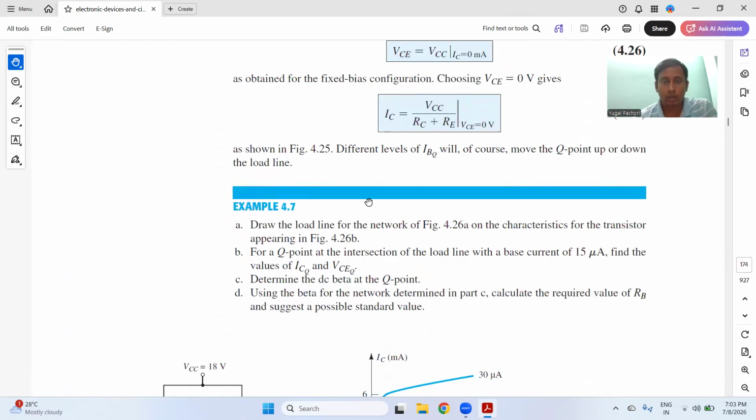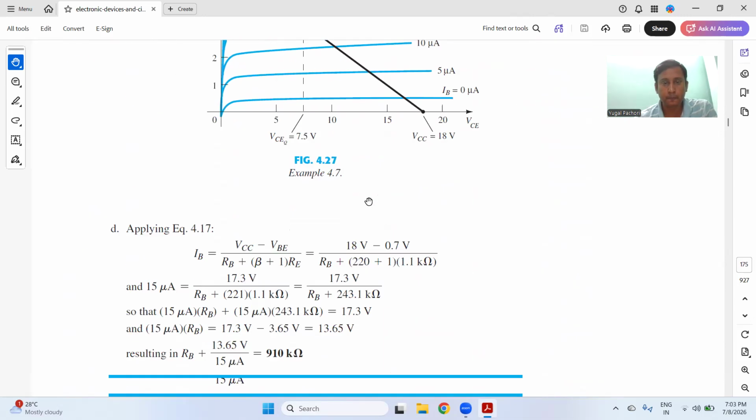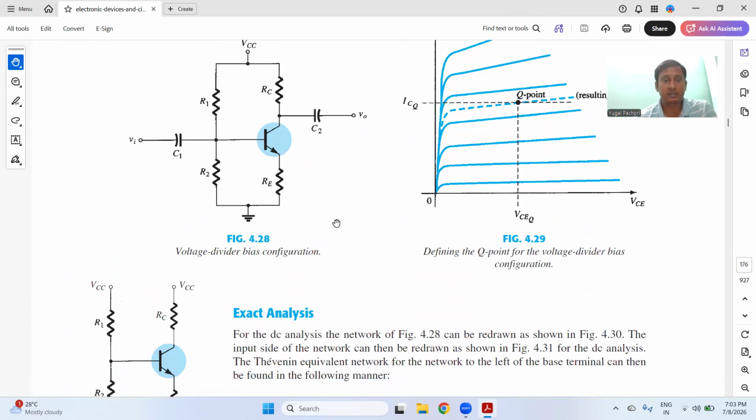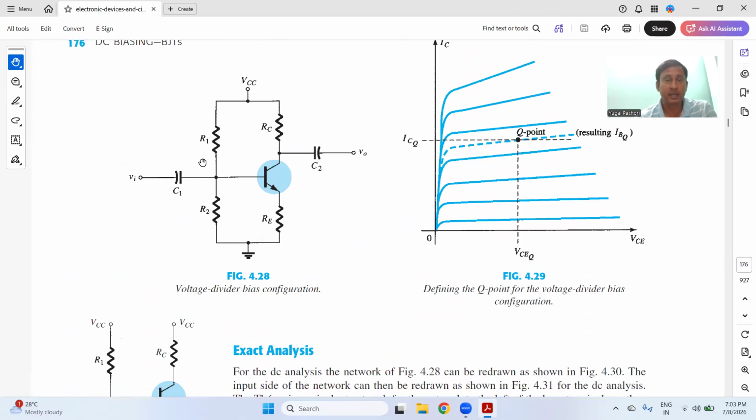Now let's move on to the next topic, voltage divider configuration. This is one of the important configurations in the BJT. It has an arrangement like this. This is R1 and R2. So the base current is divided between the two resistors, R1 and R2. That's why it is called voltage divider configuration. So this voltage is divided across RC and RE by the resistances R1 and R2.